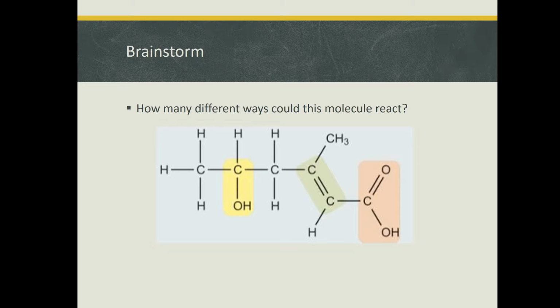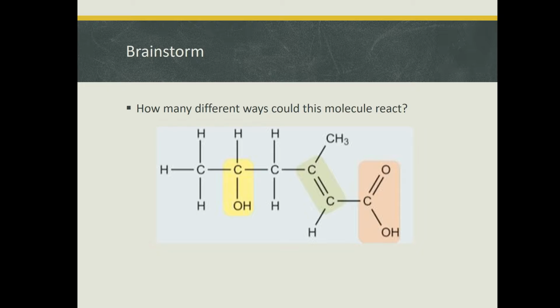We could take the alkene and we could react that with a variety of different addition mechanisms. We could add bromine, we could make a dibromo. We could add iodine, make a diiodo compound. We could add water with a hydration reaction.